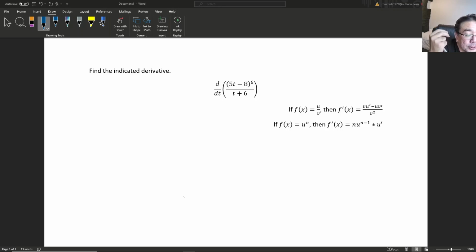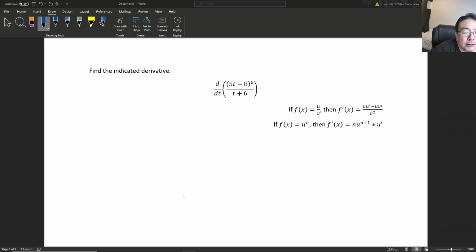So we know we're going to use the quotient rule because we have a function divided by another function. And then when we're finding the derivative of the numerator, well, we have that 5t minus 8, all of that raised to the 6th. So that's using the chain rule as well.